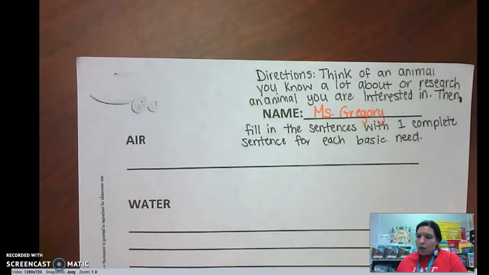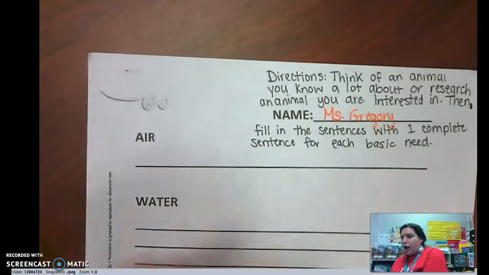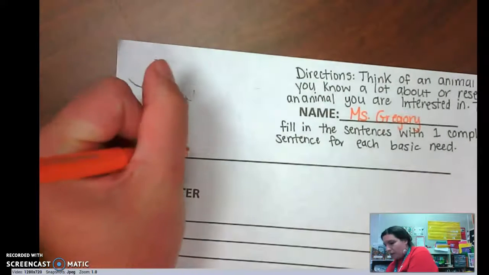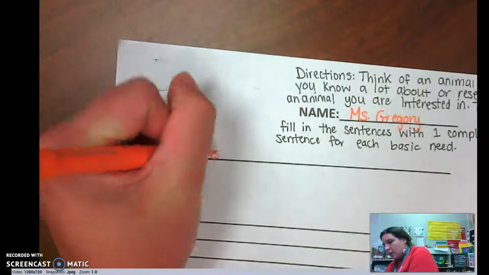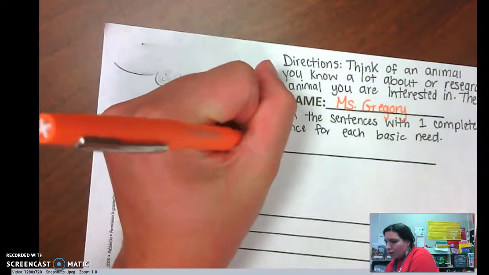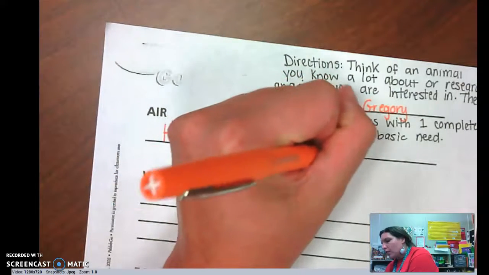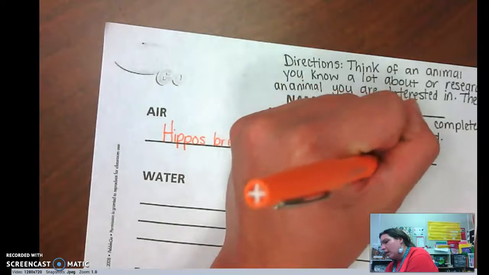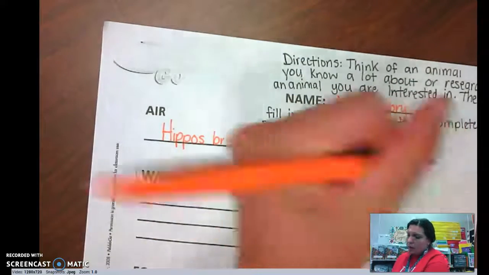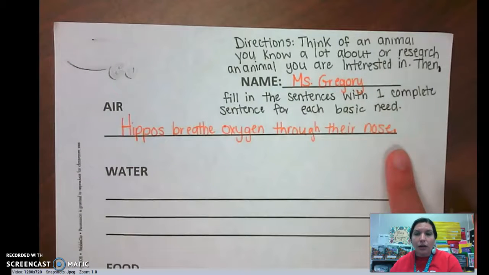for that animal. So for air, I might just write, hippos breathe oxygen through their nose. I want to start with a capital letter. You should start with a capital letter for your animal as well, because it's the start of a sentence. Hippos, and I'm using my best handwriting, breathe oxygen, that's a big word, through their nose. Remember, if you have some sort of fish, it's probably going to be different. Notice I also put a period at the end of my sentence because it's the end of my idea. That sentence is finished, so I need an end mark.